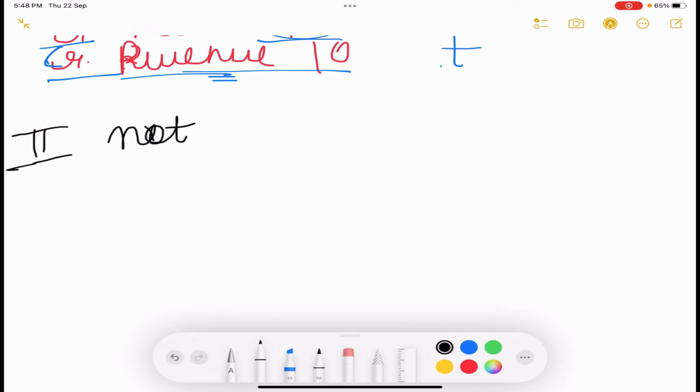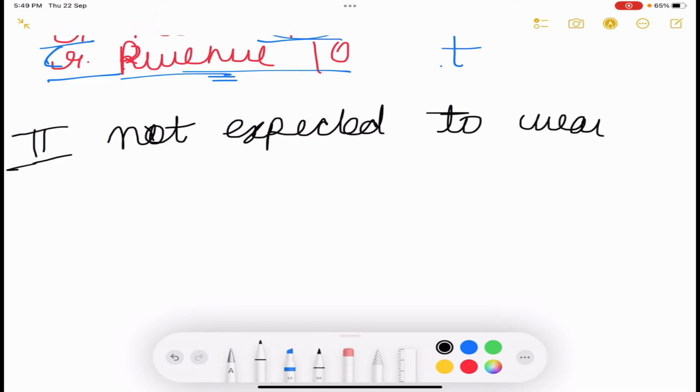Not expected to avail. Okay. Now let's see what happens when a person is not expected to avail.